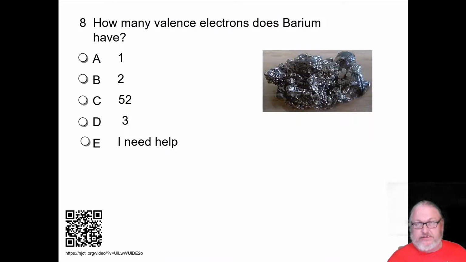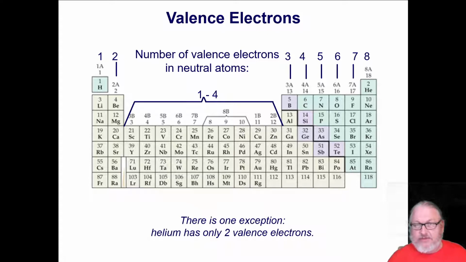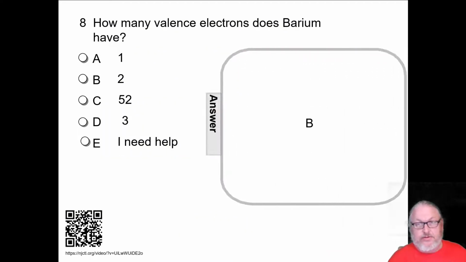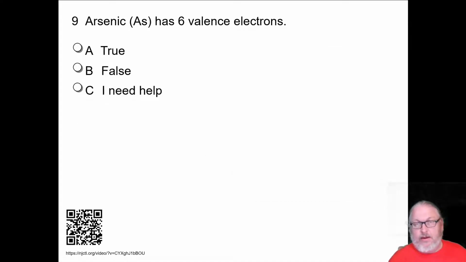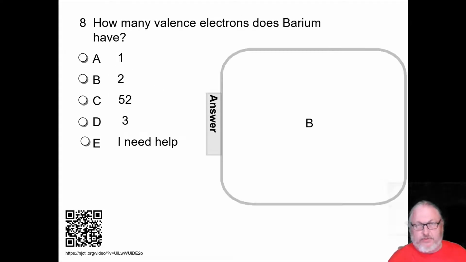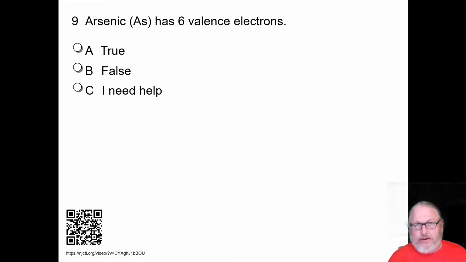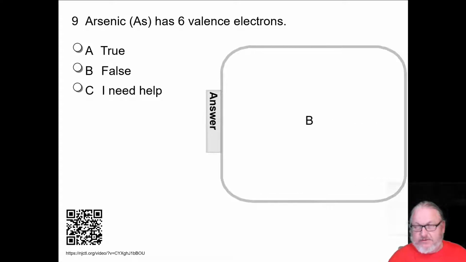So how many valence electrons does barium have? Let's find barium. Barium is Ba. It's in group 2, so of course it would have 2. Arsenic has 6 valence electrons. Well, let's go back to the periodic table. We'll find arsenic, number 33, right there. We can see that it is in group 15, so that would be 5 valence electrons. So that statement is false.